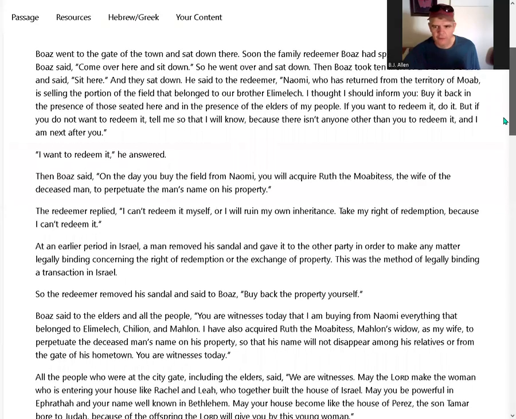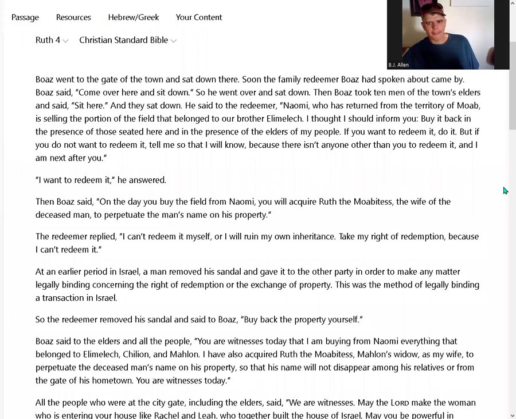Dramatic. All right, here we go. Chapter 4, last one. Boaz went to the gate of the town and sat down there. Soon the family redeemer Boaz had spoken about came by. Boaz said, "Come over here and sit down." So he went over and sat down.